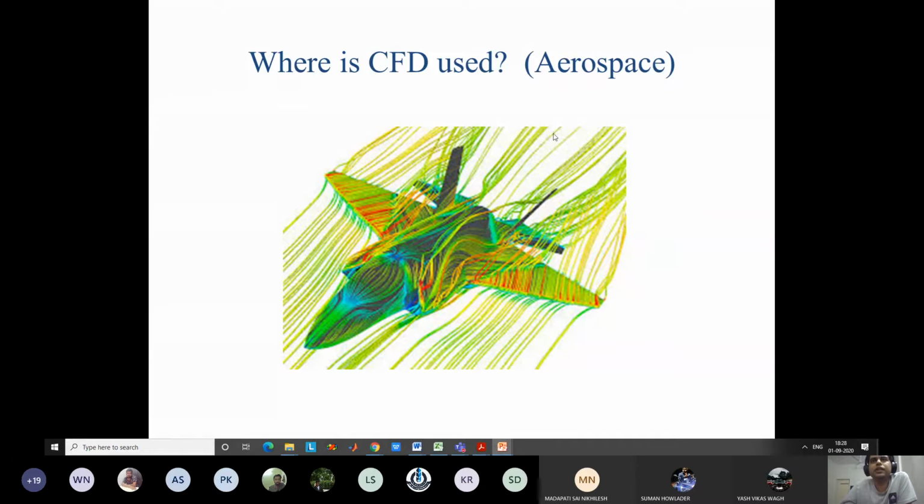So what are the domains? Aerospace is one of the most important applications of CFD. Okay. Aerospace means aircraft applications as well as space applications, like ISRO or other space organizations, NASA or SpaceX. Okay. All of them have big CFD groups, and we need to do a lot of CFD study.